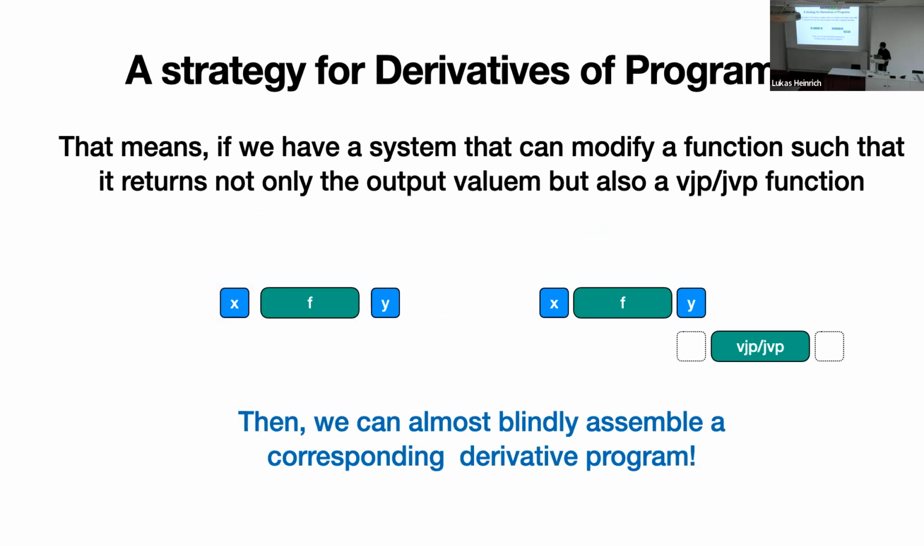Okay, so basically, let's imagine we have a function that maps from X to Y, and now we have a system that has two outputs. Instead of just having Y as an output, it also has an additional function as an output, in which you can stick in a vector and you get a vector out, and that's your VJP or JVP. Then we can basically blindly assemble a gradient calculation for us as we want.